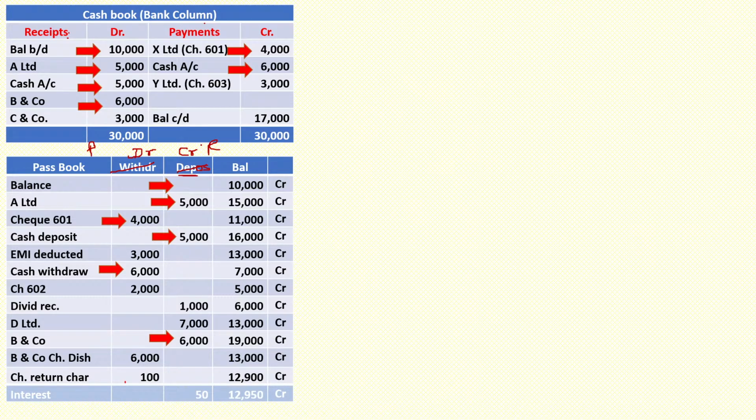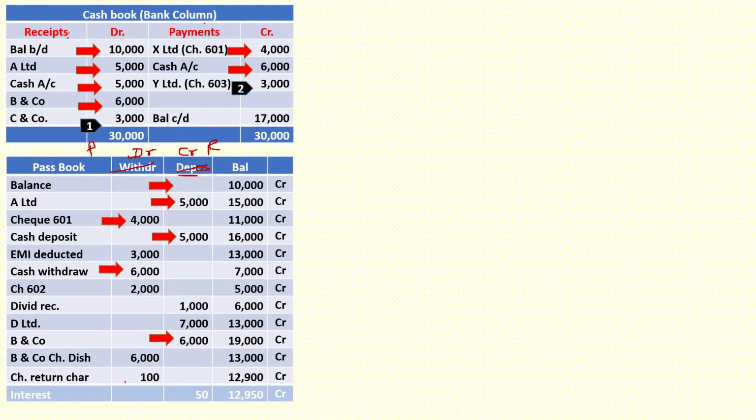Now try to find out the unmatching items. So I am going to list down all the unmatching items. What is the first unmatching item? C and Co in the receipt side, 3,000 rupees, is not matching in the passbook. And Y Limited is also not matching. So we have found two items of the cash book, one on the receipt side and another on the payment side, with no equivalent record available in the passbook.